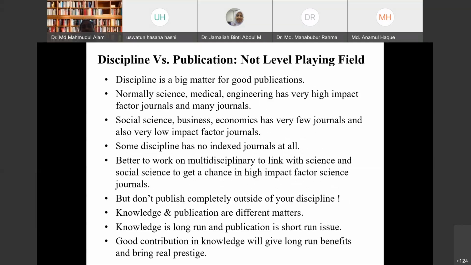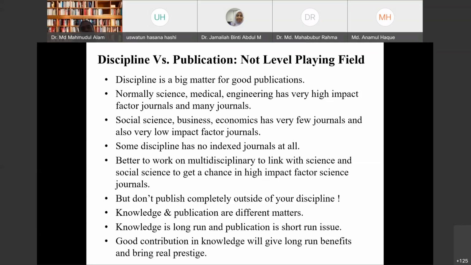Okay, the discipline is not a level playing field. You should understand this one. So try to shift your articles or ideas into different disciplines, or multidisciplinary, or add people from a different discipline, or submit to different discipline journals, so you can get a better impact factor, better suggestions.